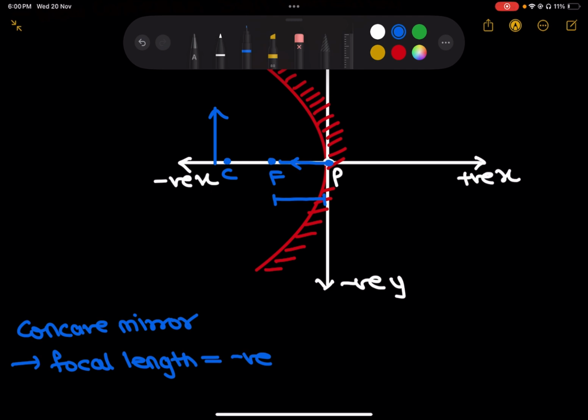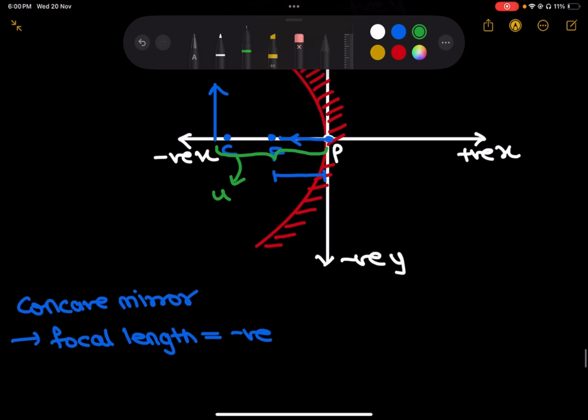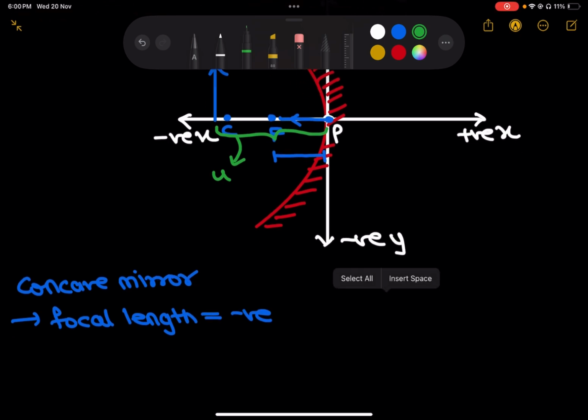Okay, anyways, now two new terms we'll learn. The first one is u, or object distance. Object distance is basically the distance of the object from the pole. So this green part is known as u, or the object distance. Okay, so I'll write it here.